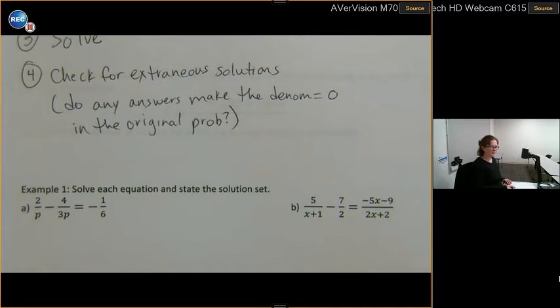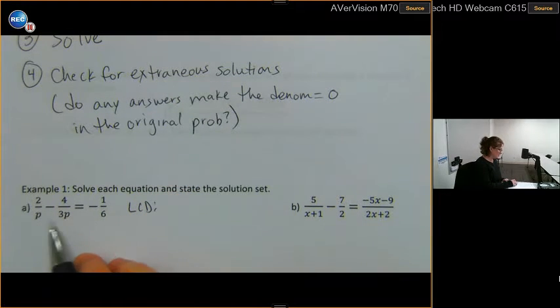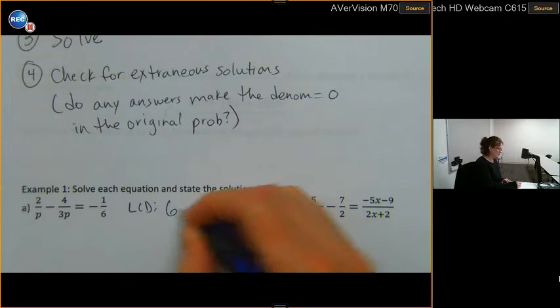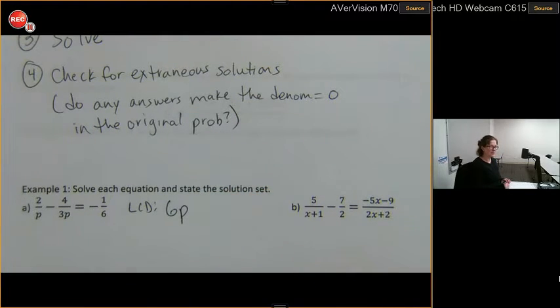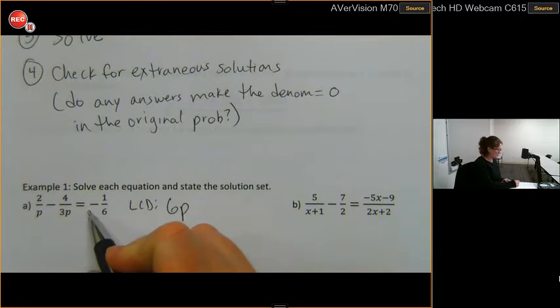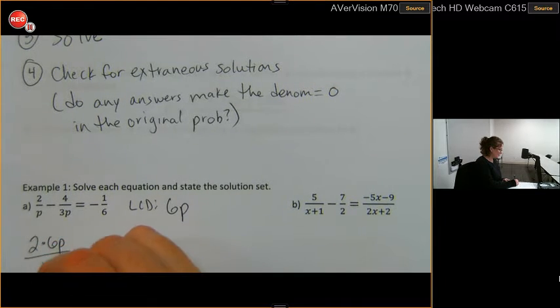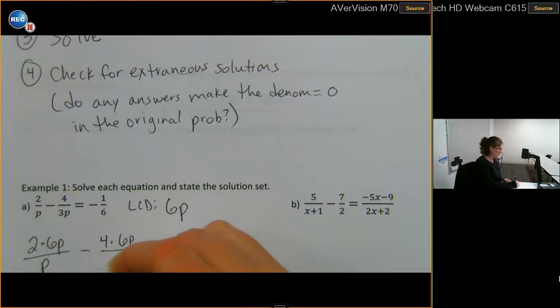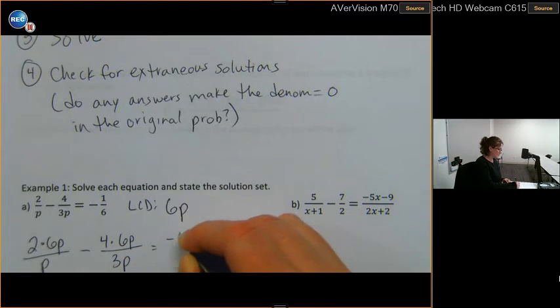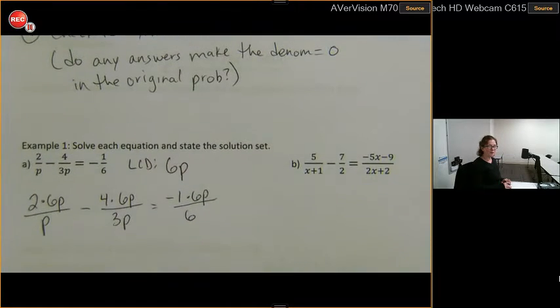So I'm going to solve letter A. I'm looking for the LCD. These are all monomials. So I look at my numbers, 6 and 3. LCD is 6. Variable is P. I'm going to multiply it. Numerator only here. Since I have an equation, I just multiply the numerator by the LCD. And after I simplify, there should no longer be fractions.